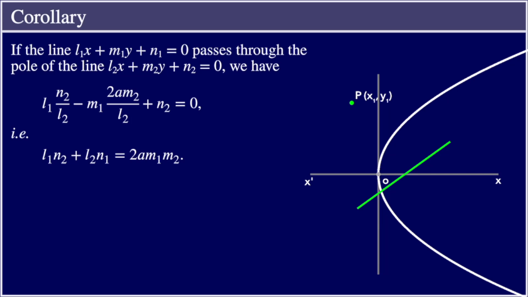Corollary. If the line L₁x + M₁y + N₁ = 0 passes through the pole of the line L₂x + M₂y + N₂ = 0, we have L₁N₂/L₂ − M₁·2aM₂/L₂ + N₁ = 0, i.e. L₁N₂ + L₂N₁ = 2aM₁M₂.